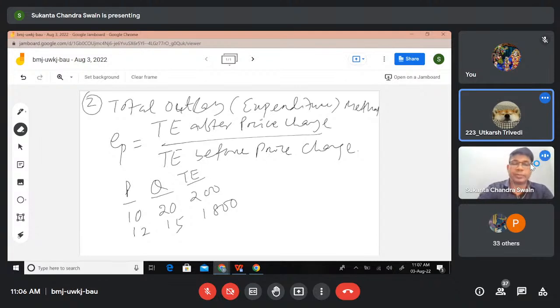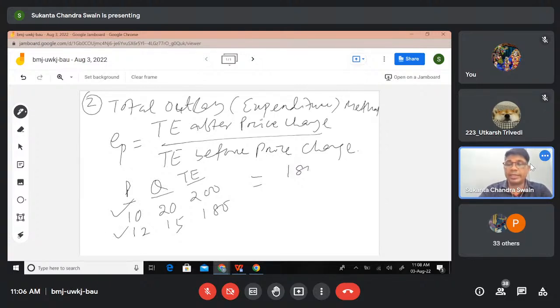Sir, 180. Then it will be now 180 after price change, because price originally was 10, then price changed to 12. So after price change, total expenditure will be 180 by 200. So it will be less than 1. That is less elastic. This is the simplest formula, and if a question comes, it should be coming in the objective type only. So no descriptive type question will come from this one. Is it okay now? Yes, sir. Then we will go to the third formula.